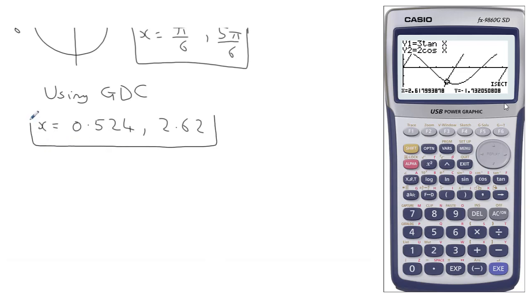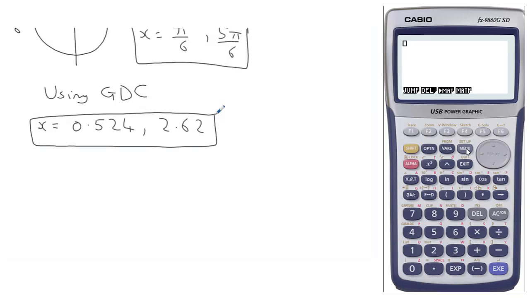We could use those as a check. E.g., is pi divided by 6 0.524? Is 5 pi divided by 6 2.62? You could check that. So pi divided by 6, that looks good. And if we just times that by 5, that also looks pretty good. So you could just use it as a check, but remember these things, when you're in there doing a maths exam, time is incredibly precious.